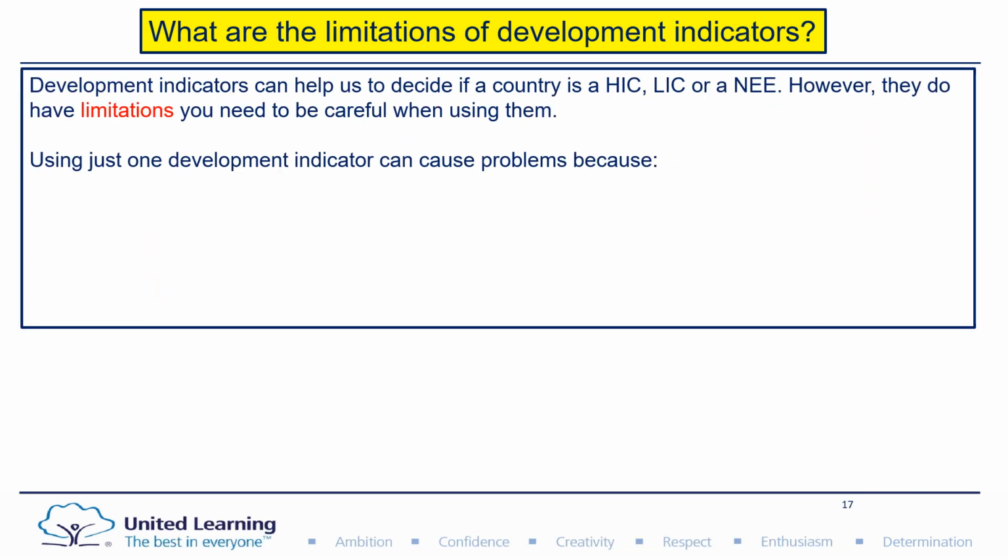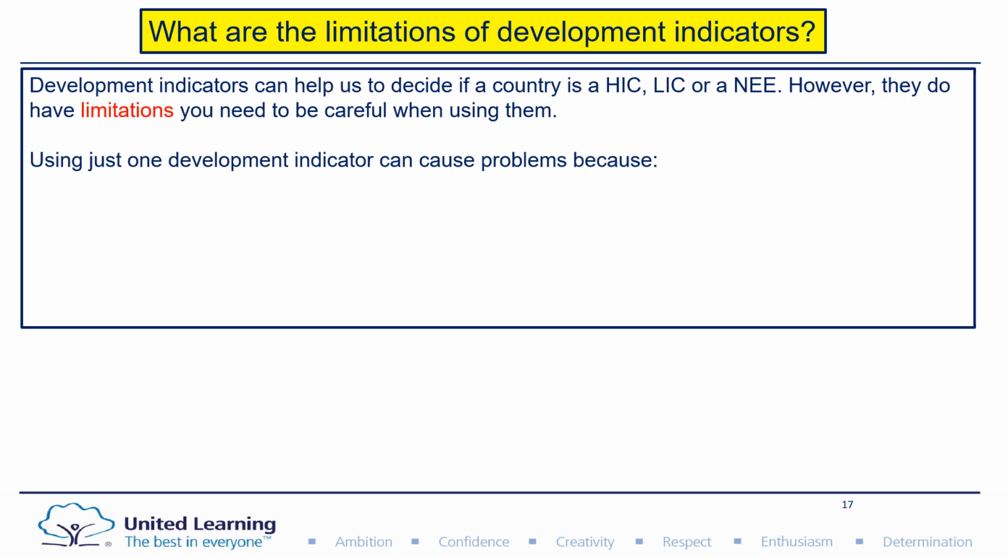So we've seen there's a variety of development indicators, but what we need to know and be crystal clear on is what are the limitations to these? Why are they not the perfect picture of a country's development? So I really suggest you jot down these limitations with me, because it's going to help you in the exam question at the end, as well as for your GCSEs.